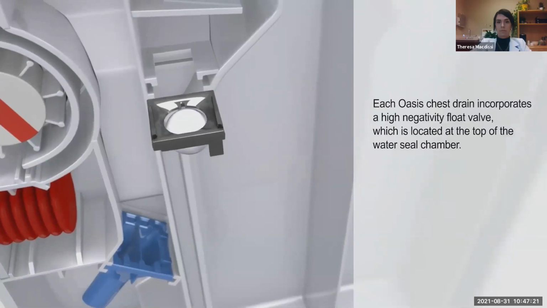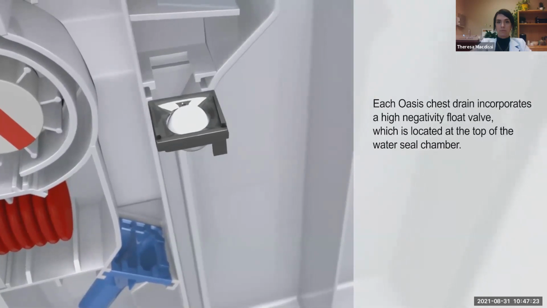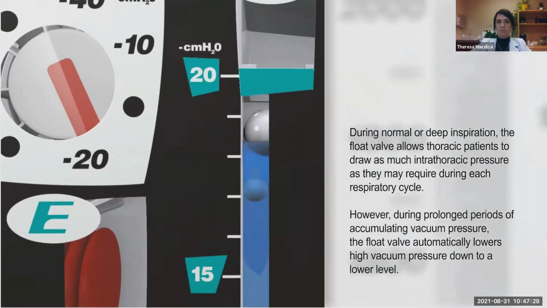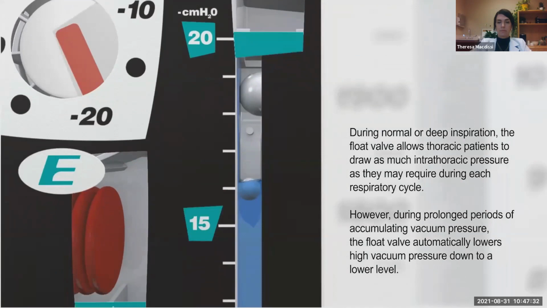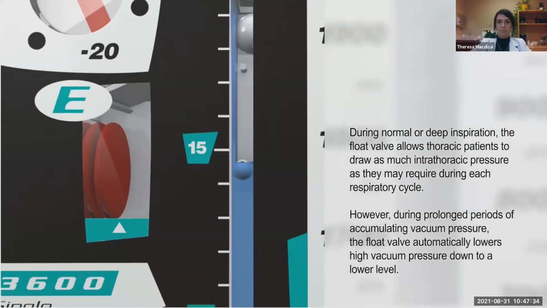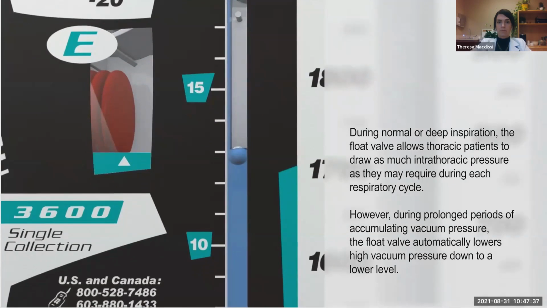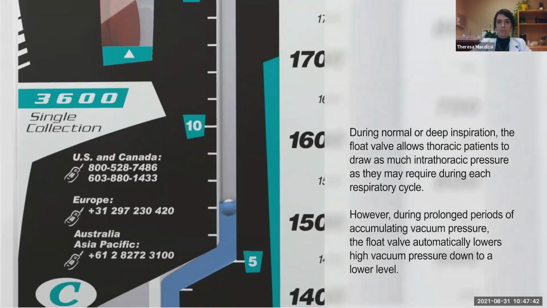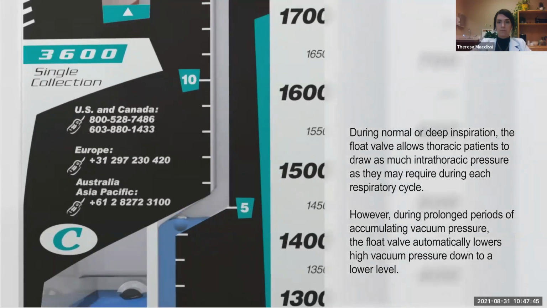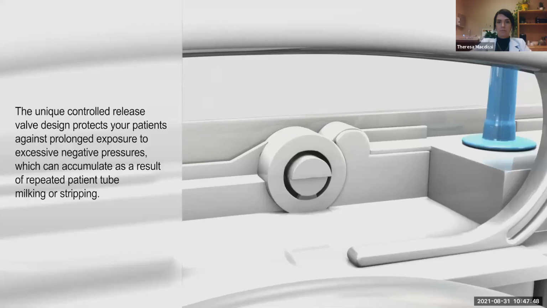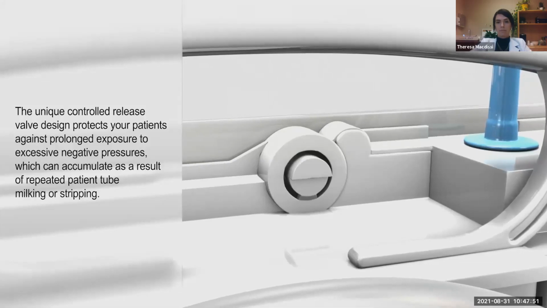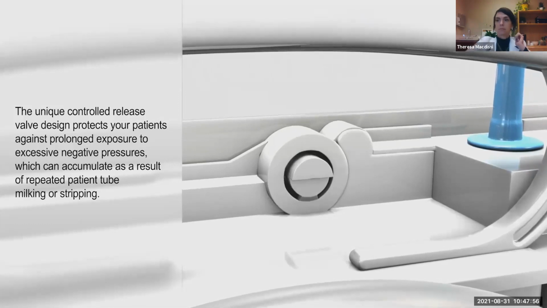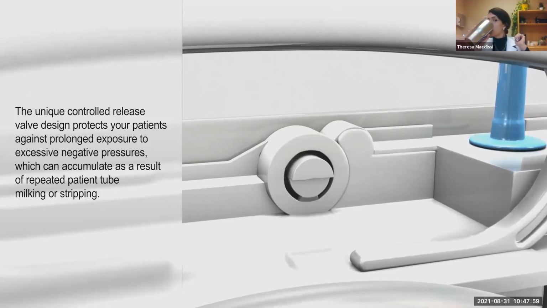Each Oasis chest drain incorporates a high negativity float valve, which is located at the top of the water seal chamber. During normal or deep inspiration, the float valve allows thoracic patients to draw as much intrathoracic pressure as they may require during each respiratory cycle. However, during prolonged periods of accumulating vacuum pressure, the float valve automatically lowers high vacuum pressure down to a lower level. The unique controlled release valve design protects your patients against prolonged exposure to excessive negative pressures, which can accumulate as a result of repeated patient tube milking or stripping.